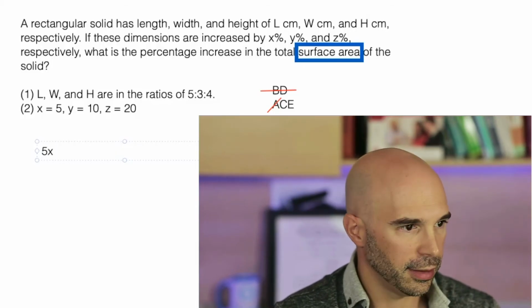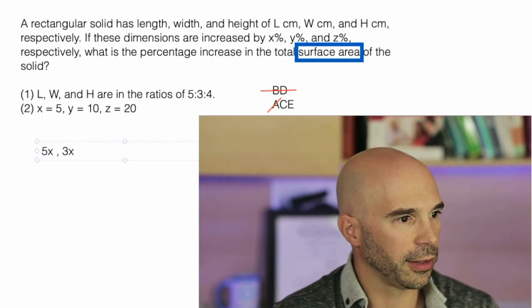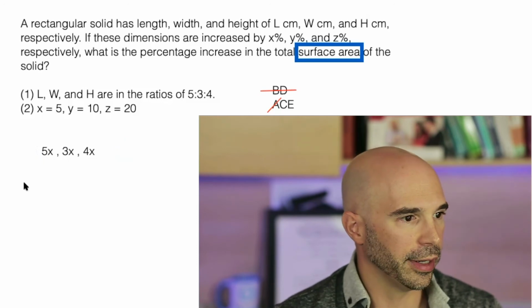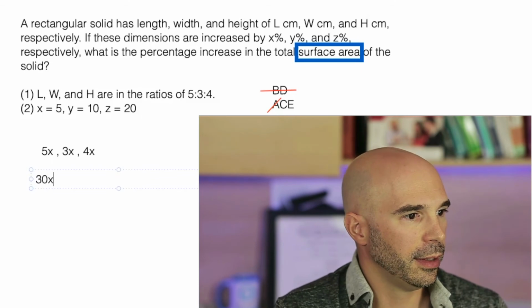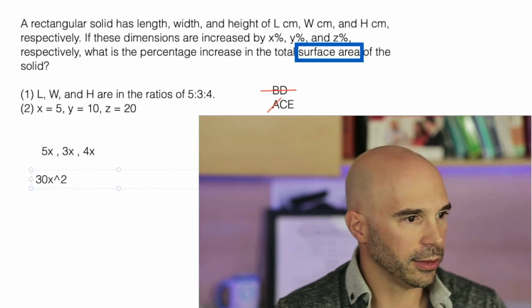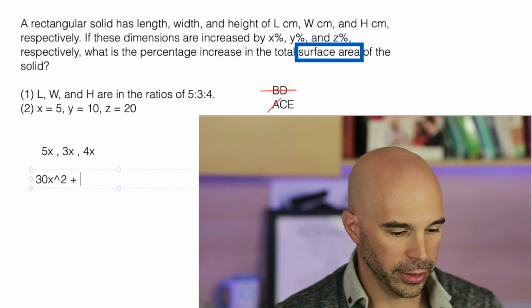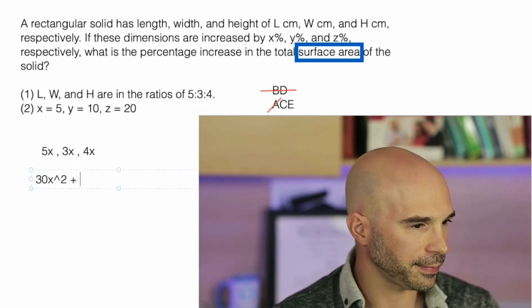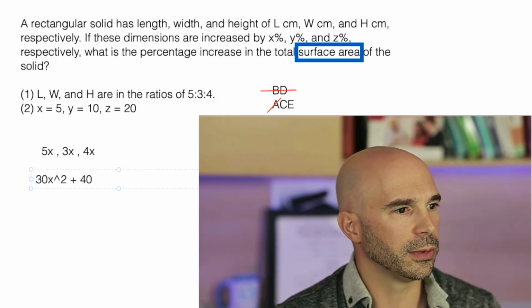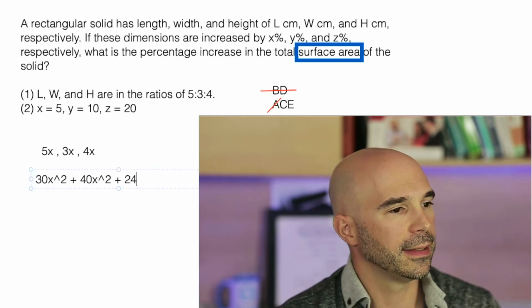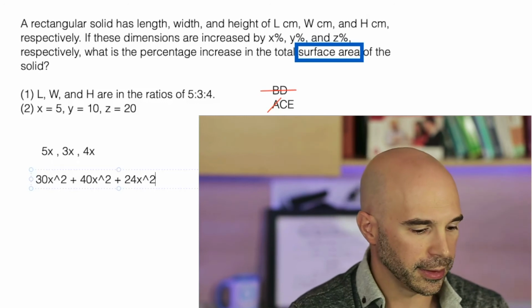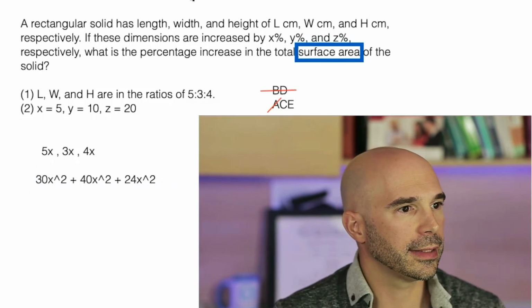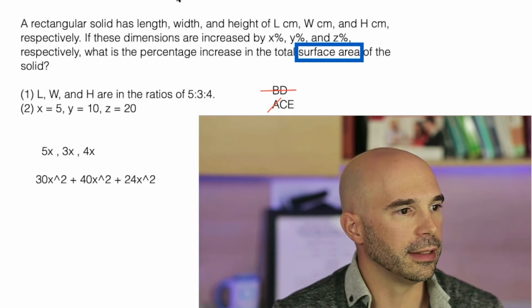Five x, 3x, and 4x. What would be the surface area? It would be 30x squared. I took 2 times length times width, plus, now I'll do length times height, so 40x squared, plus, and lastly we'd have 24x squared. That's the 2 times width times height. And we want to know what would happen to this if each of these gets a different change factor.